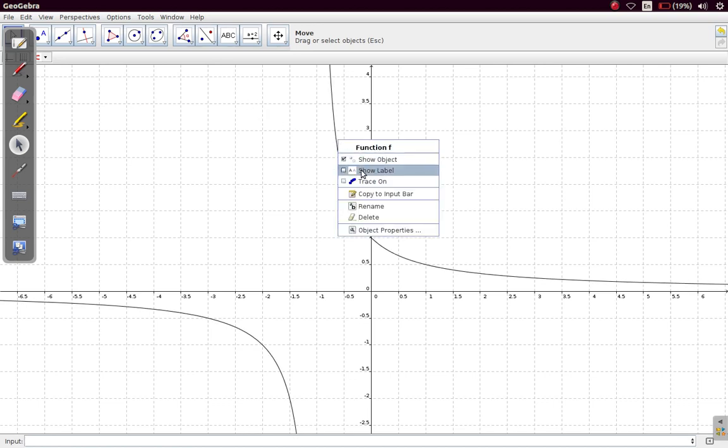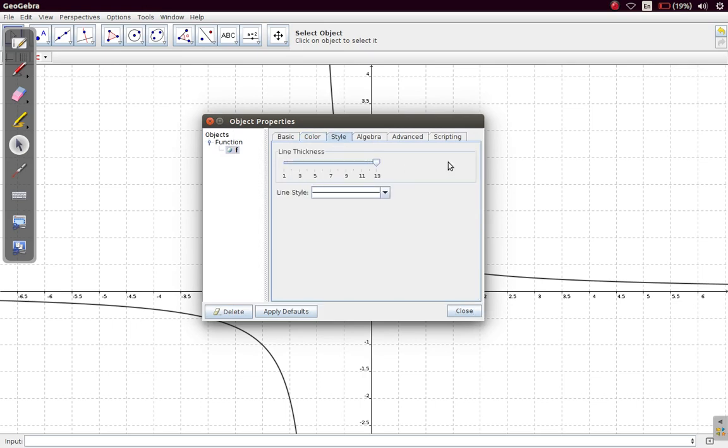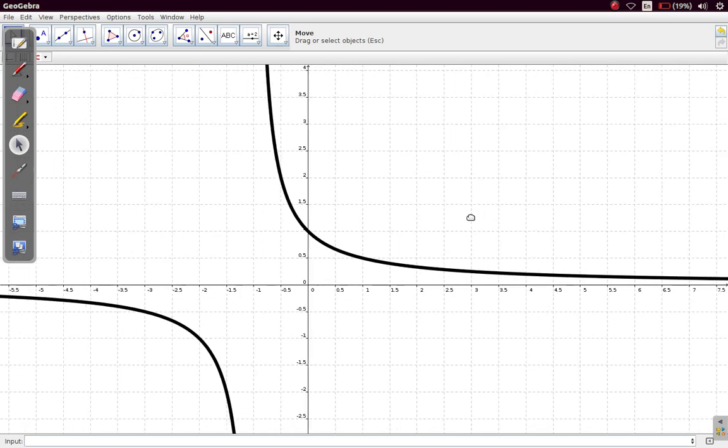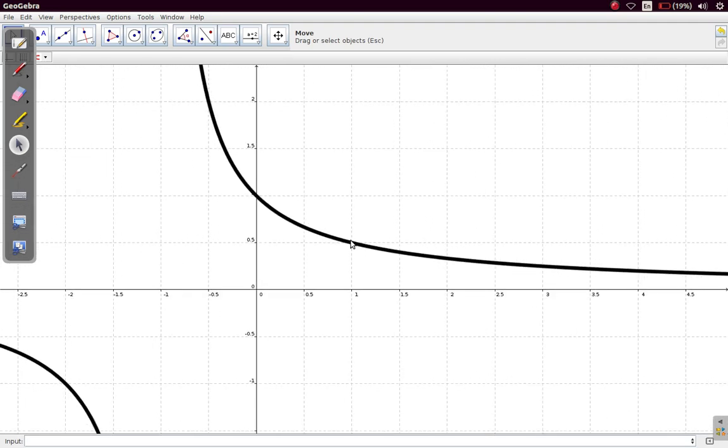Let me make this graph thicker. So this is what we had before. And we wanted to find out what happens as x approaches 1. So this is 1. And as x approaches 1, f of x approaches 0.5, which was a half. I remember we were getting a half as the answer for that one.